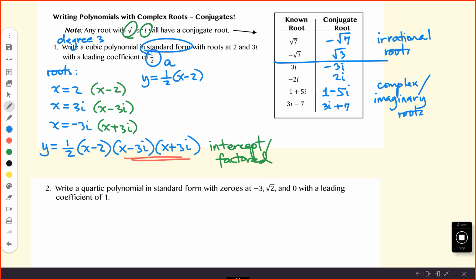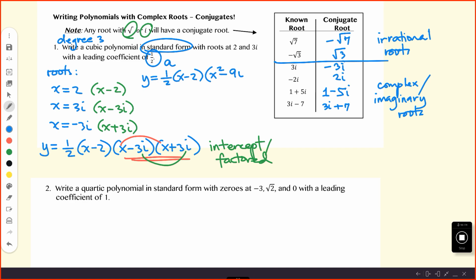Since this is a difference of 2 terms, one minus and one plus with the same terms, if we multiply this, it's going to eliminate the middle term. So what we need to know is just the product of x times x, which is x squared. And then we multiply the last terms, because it eliminates the middle term. We don't need to multiply the outer and the inner terms. So multiply negative 3i and positive 3i.